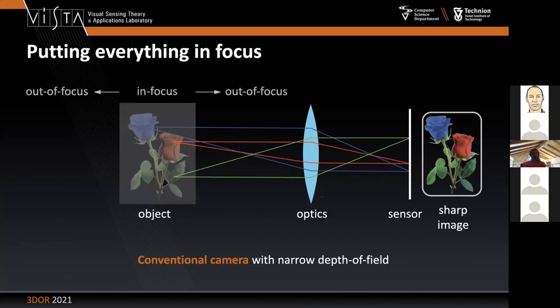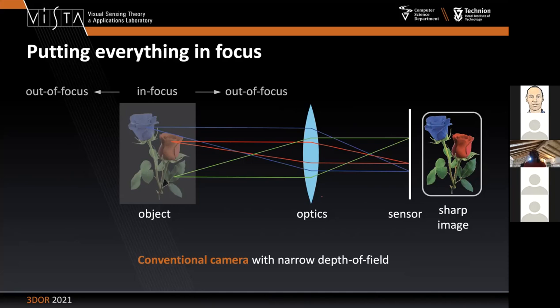So basically, there is a range of depths in which the image will be sharp, and this interval is called the depth of field of the camera. And the bad news is that the bigger the aperture compared to the focal distance of the camera, the narrower the depth of field. So on one hand, you get more light, but on the other hand, you get a very narrow depth of field.